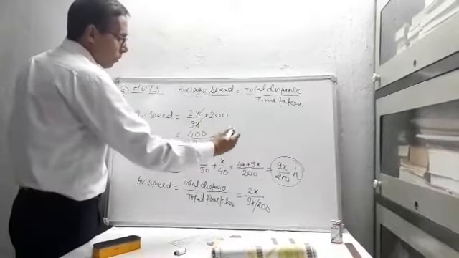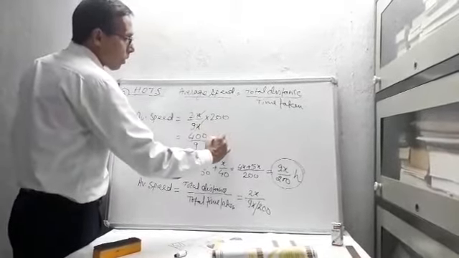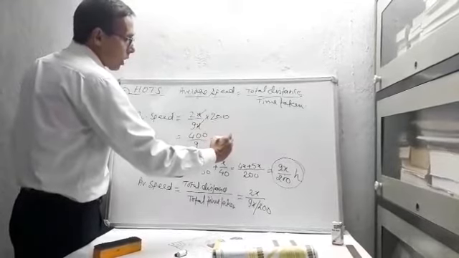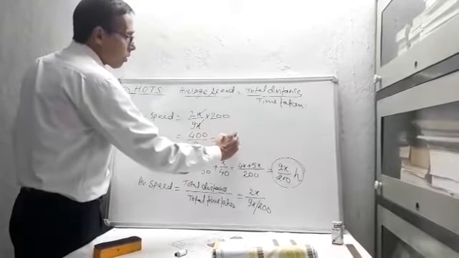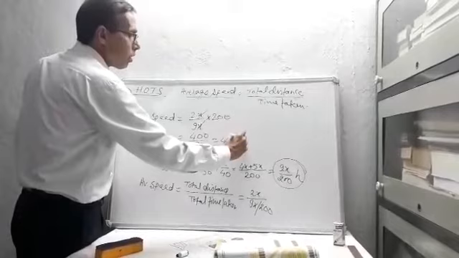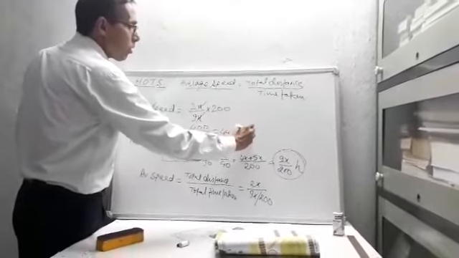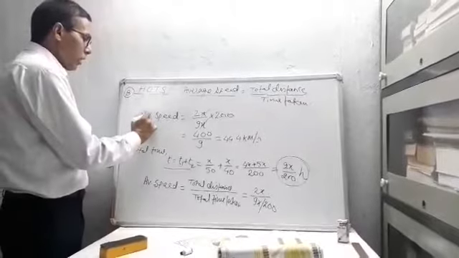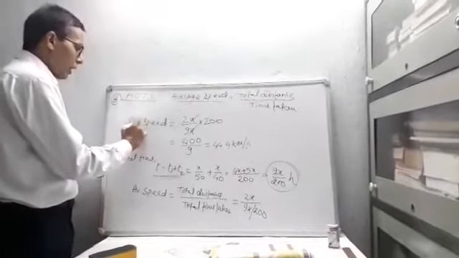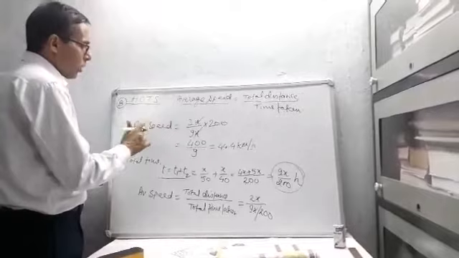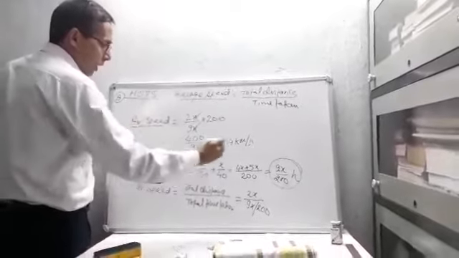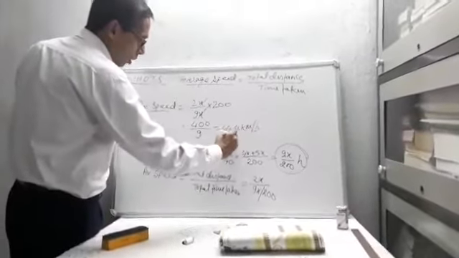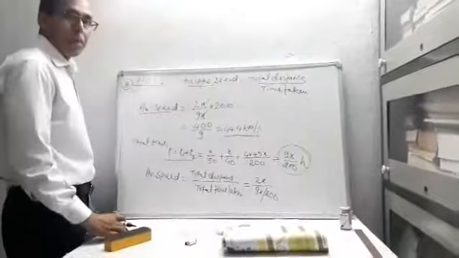Dividing 400 by 9, we get 44.4. So the average speed of the car is 44.4 km per hour.